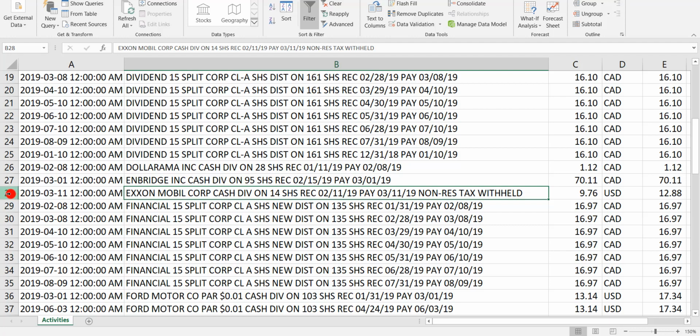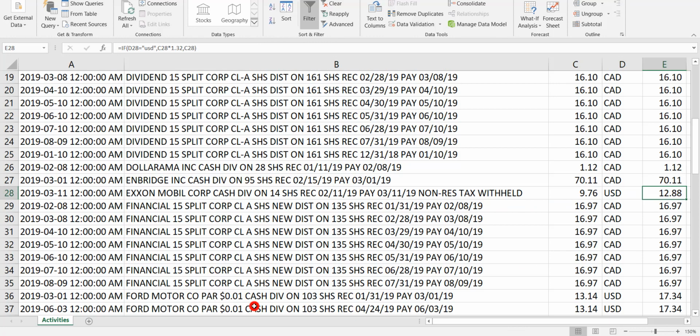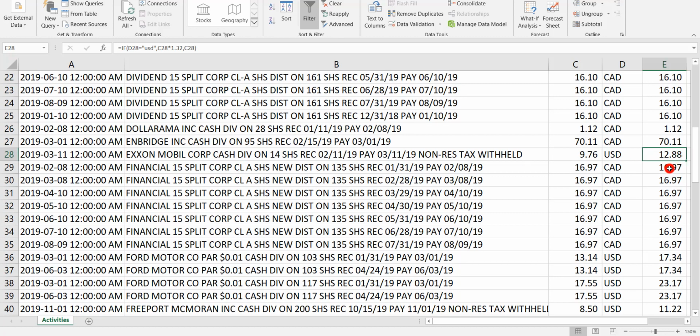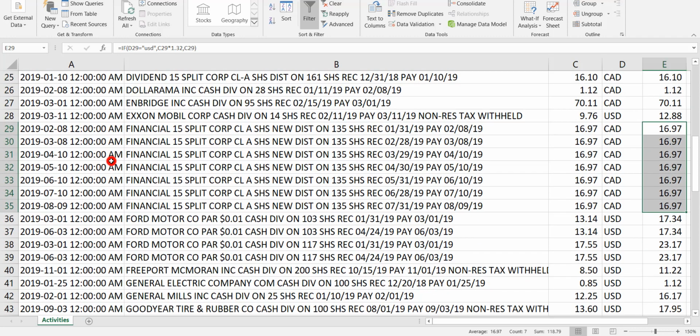Yeah, ExxonMobil was a swing trade. And while I had it, I collected $12.88 of dividends. Financial 15 Split Corp was a dividend play. So I had it for 7 months, collected $16.97 each month. So that's a total of $118 in dividends. And I got out of this mutual fund for a small capital gain as well.